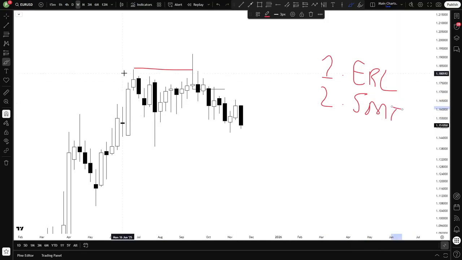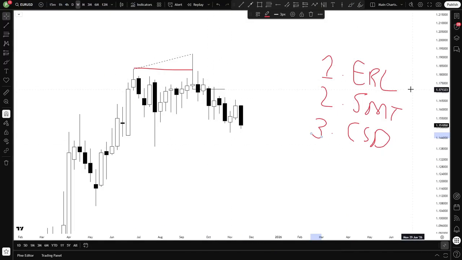The second factor here is that after taking out this high, we had a major SMT divergence with GU. What happened right here is that EU took out this high, whereas GU failed to do so, and that led to this non-symmetrical price action. And then this SMT was followed by a valid change in the state of delivery or a valid structural shift.